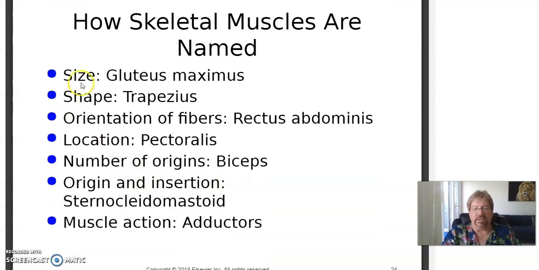Skeletal muscles can be named for their size, like your butt muscle, gluteus maximus, because it's big. The shape, trapezius, is shaped like a trapezoid. The orientation of the fibers, rectus abdominis, is the six-pack muscles that run up and down. Pectoralis, location, the pecs here. Number of origins, biceps has 2 origins, so it's the bi, 2. Origin and insertion, like these big muscles on the neck, are called the sternocleidomastoids, but fortunately everybody calls them the SCMs. Or the muscle action, adductors, remember, bring it towards the midline. The D's facing the A.